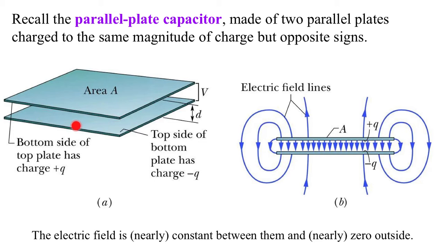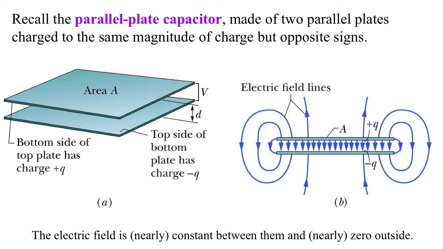And we're assuming at the moment that there's air or some other perfect insulator between them, so it can't simply discharge across the way it would like to. Remember that the electric field lines look something like this, where they're mostly constant between the two plates, and there's some fringing on the outside, but it's mostly zero.